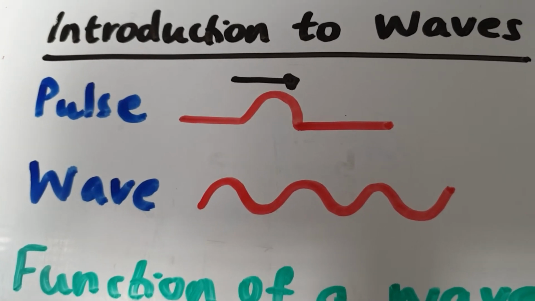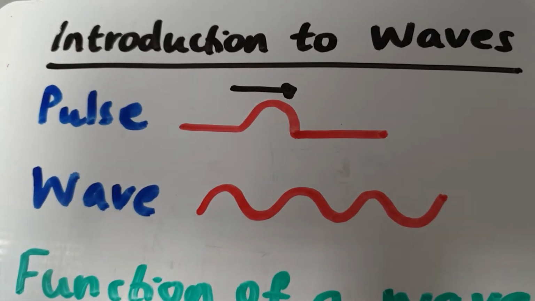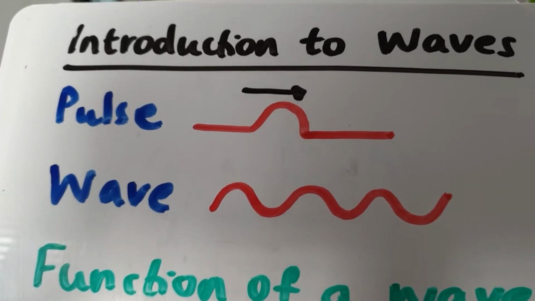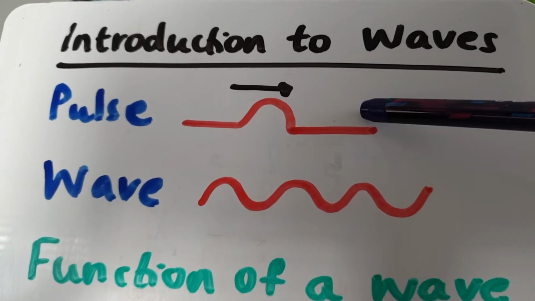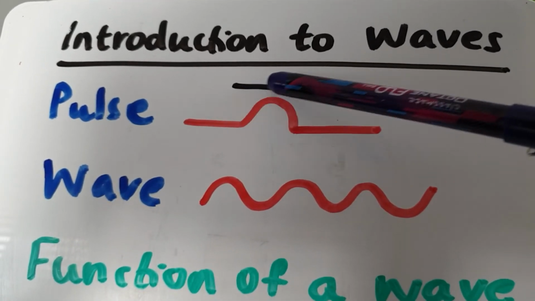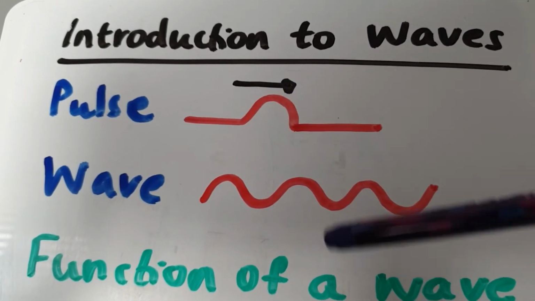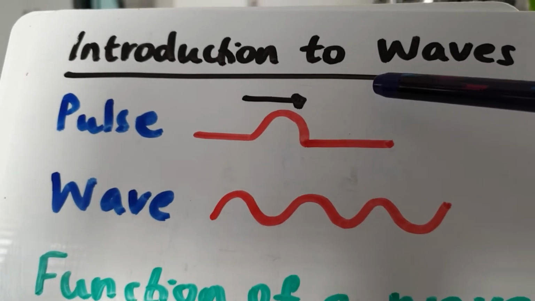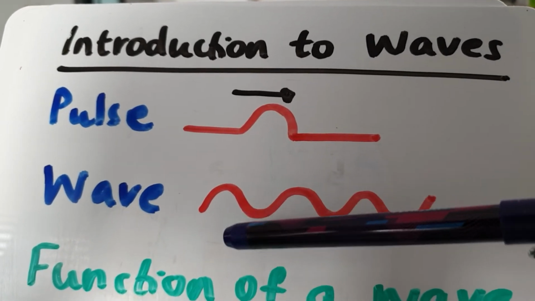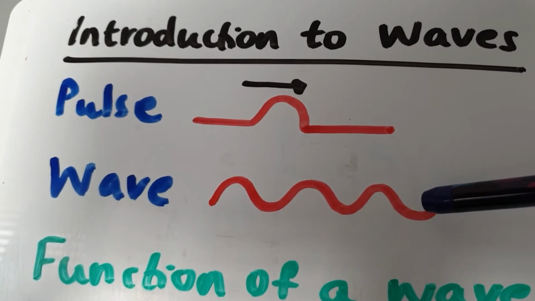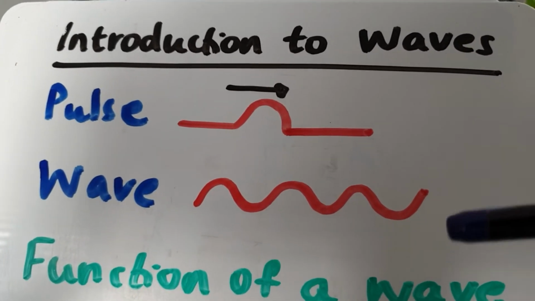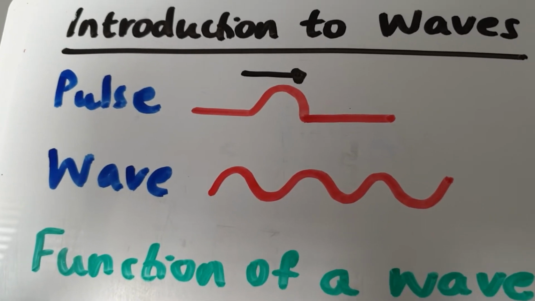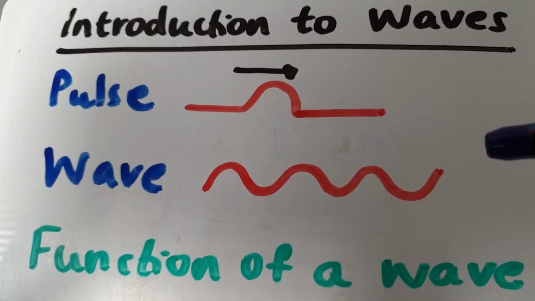So, in order to understand what a wave is, we need to know what a pulse is. So a single disturbance in a medium is called a pulse, and that's how you represent a pulse, and that's the direction in which it's traveling. So what's the difference between a pulse and a wave? A wave is a succession of pulses. So if you have a rope and you keep moving your hand up and down, you have a succession of pulses, and that generates a wave.